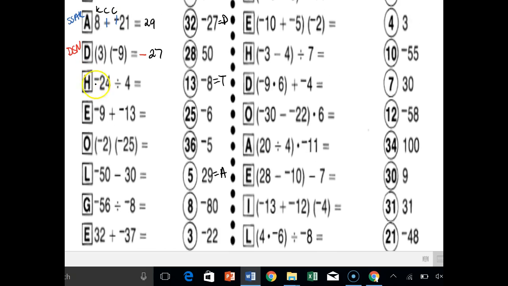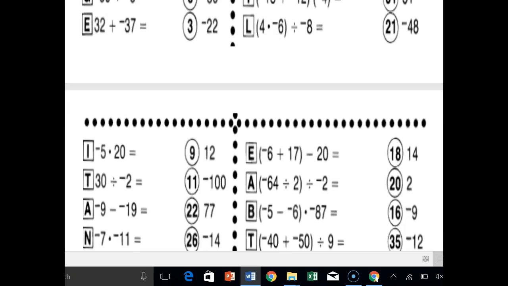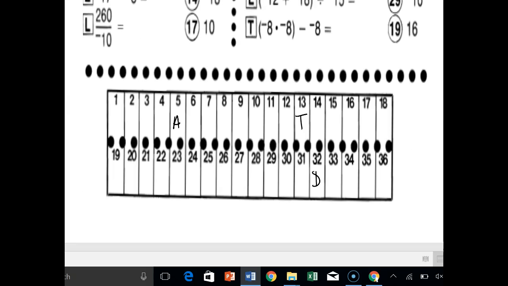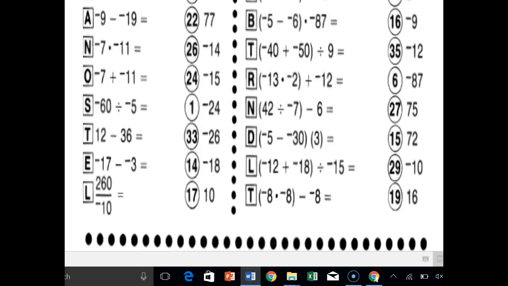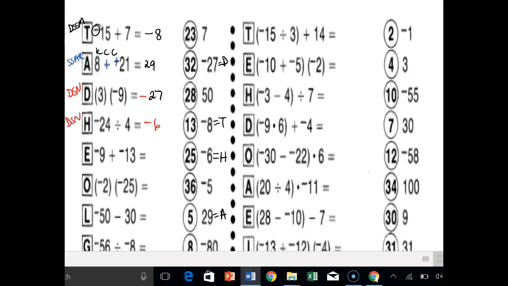All right, negative 24 divided by 4. Again, that's different signs negative, right? Using our multiplication and division rules. There's only one negative, so my answer is negative 24 divided by 4, 6, negative 6. So you want to put on 25, the letter H. All right, so those are pretty straightforward problems. Let's go over to the other side where they get a little bit more tricky.